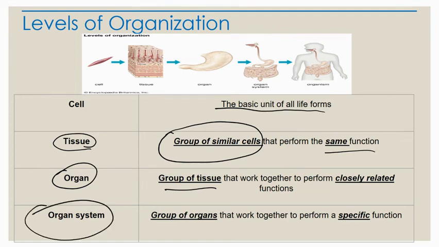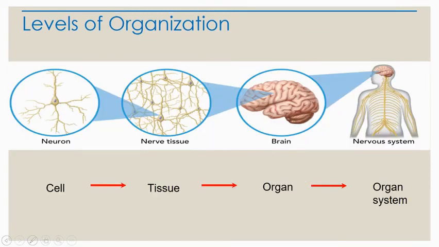So when we look at that previous slide, we have nerve cells. Those come together to make nerve tissue, which will come together to make our brain. And our brain is part of the nervous system. So our brain joins with our spinal cord, and that makes our nervous system. So cells join together to make tissues, tissues join together to make organs, and organs join together to make a system.